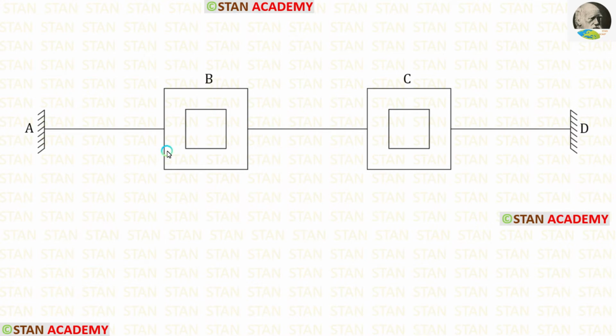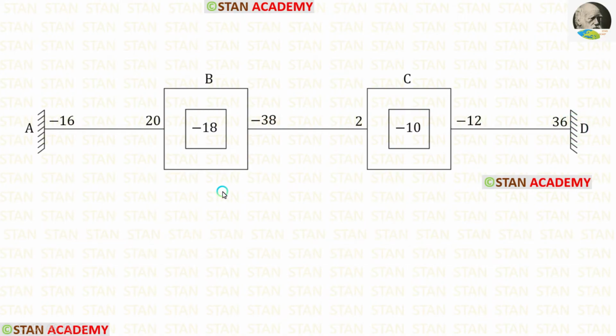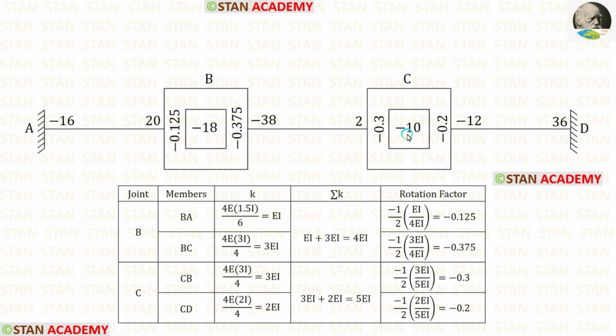In the Kani's method, we have to make boxes like these in the joints. Now let us enter the fixed end moments. M of AB here, M of BA here, M of BC here, M of CB here, M of CD here, and finally M of DC here. In the joints, we have to add the fixed end moments. When we add these two values, we will get minus 18, and when we add these two values, we will get minus 10. Now let us enter the rotation factors. The rotation factor for BA here, for BC here, for CB here, and for CD here.